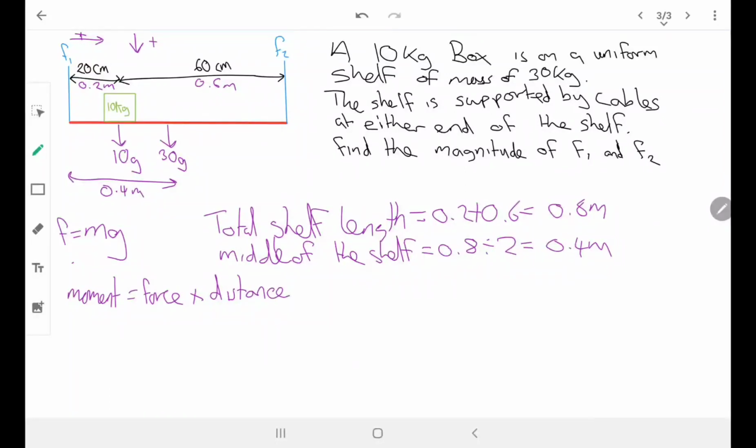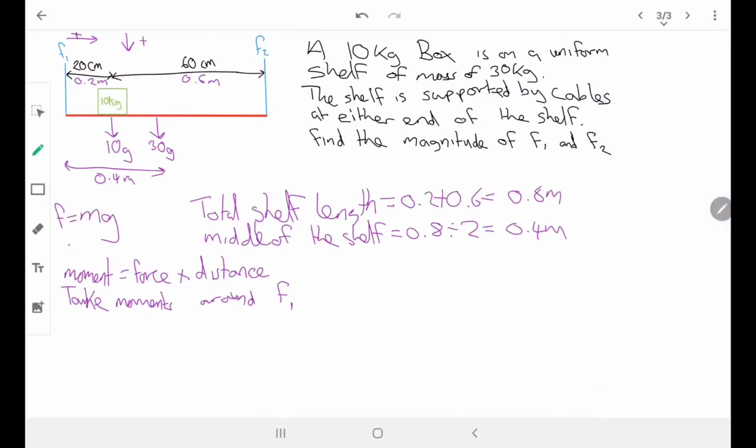And all the forces are perpendicular to where the pivot is, so moment is force times distance. So I'm going to take moments around F1. So zoom out a little bit, and I'm going to go F1 times 0.